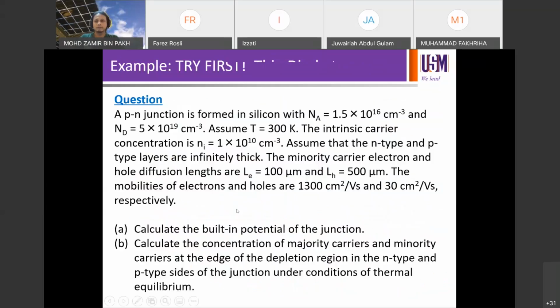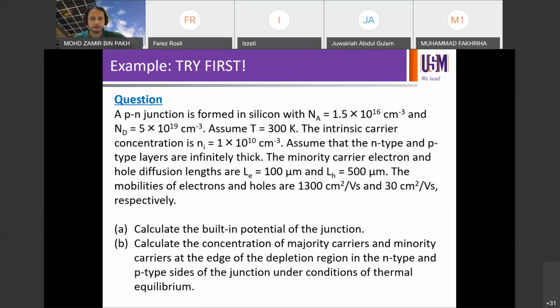Okay, so let's try this question now before we finish. What time is it? 1:40 already. Okay, come on. Have you tried this question already? Let's spend about 10 minutes maybe on this.